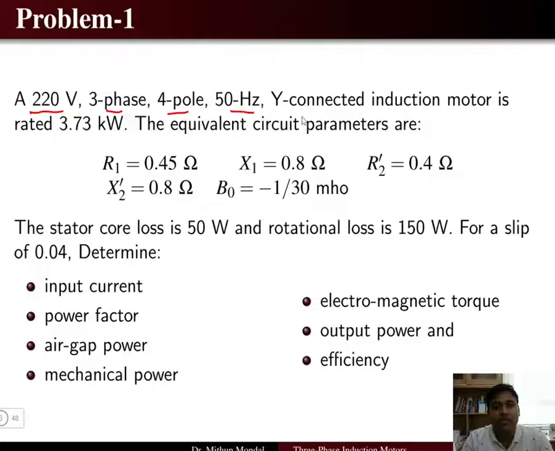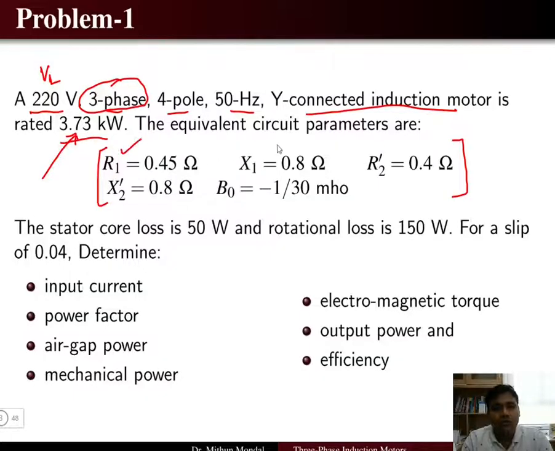4-pole 50 Hz star connected induction motor which is rated at 3.73 kilowatt. So this is the rating corresponding to three-phase, and the voltage that is being given is basically the line voltage. The parameters of the equivalent circuit are basically given. So here one indicates the stator and two indicates the rotor.